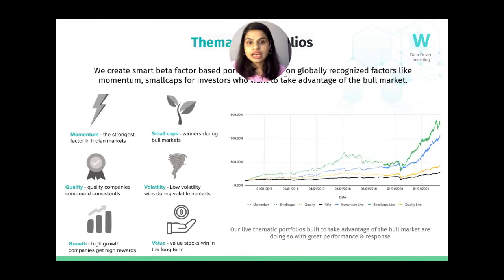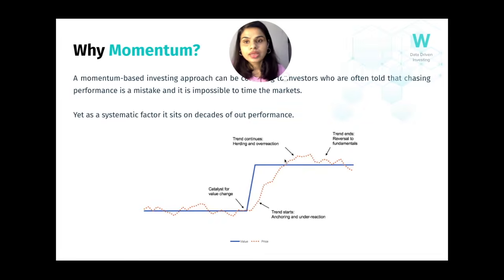So like I said, these are the thematic portfolios. We look at the most important themes in the market, and last year when the bull market started, we gave you the three strong portfolios for the bull market: the momentum, small caps, and quality portfolio. Talking about momentum, I did a video last time about momentum that I linked with this video. But how do you understand momentum?